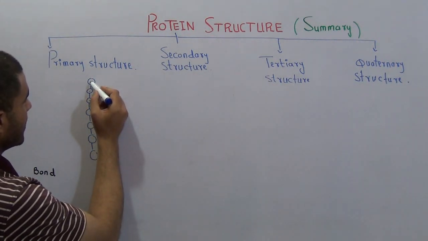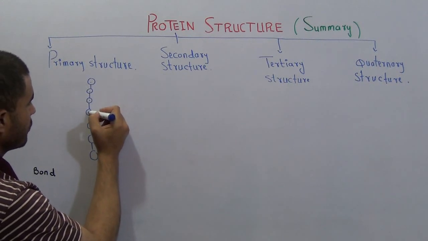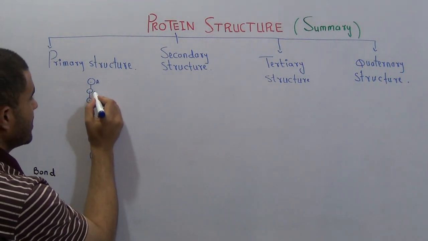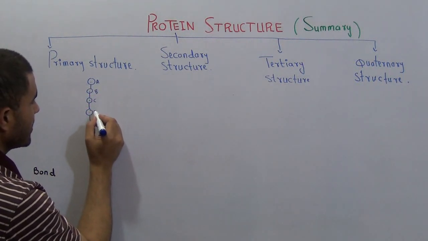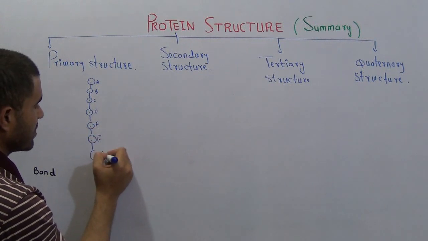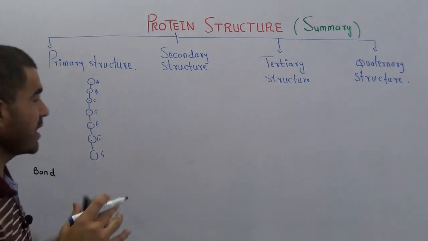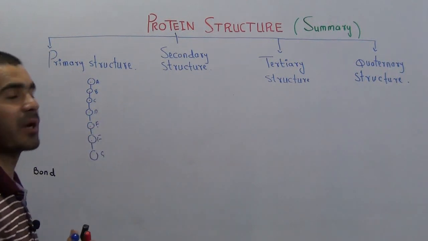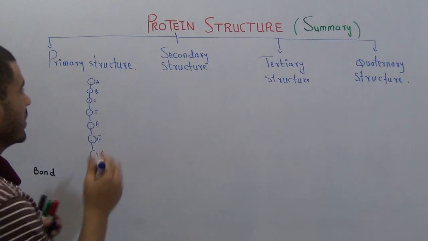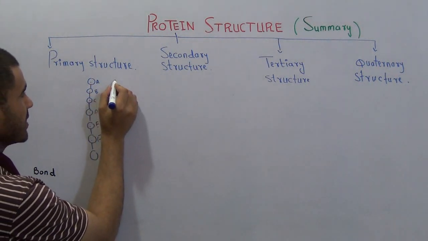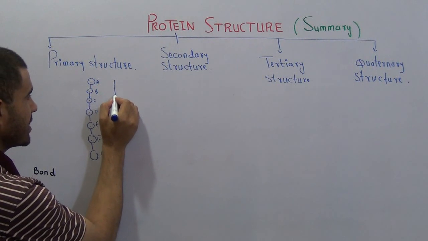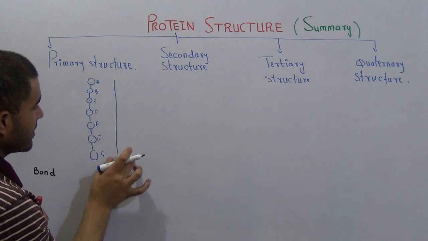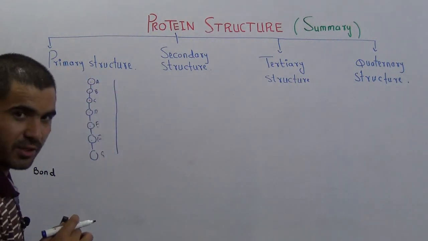Now the number of amino acids: 1, 2, 3, 4, 5, 6, 7. And the sequence: after A, there is B amino acid, then C, then D, then E, then F, then G. This is called the sequence. So the number and sequence of types of amino acids in a polypeptide make up the primary structure. So we can write that primary structure in the form of just a single line. That single line represents the primary structure.